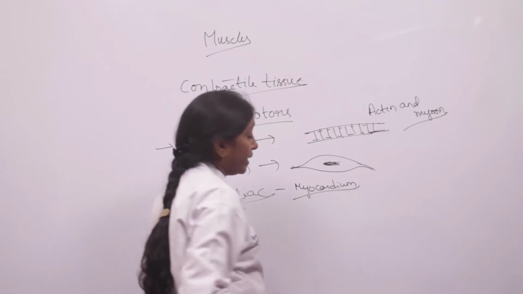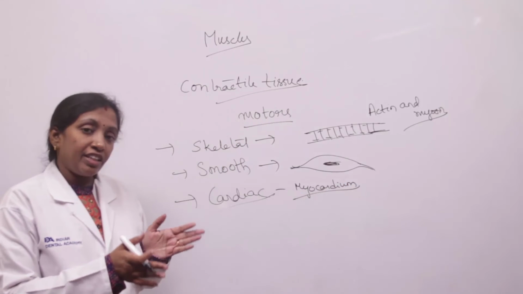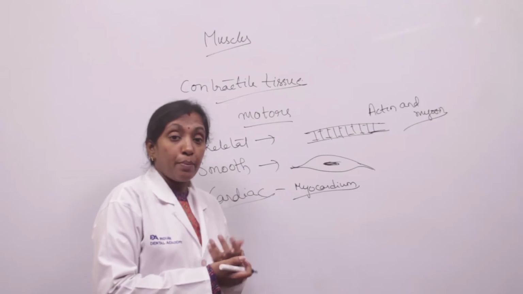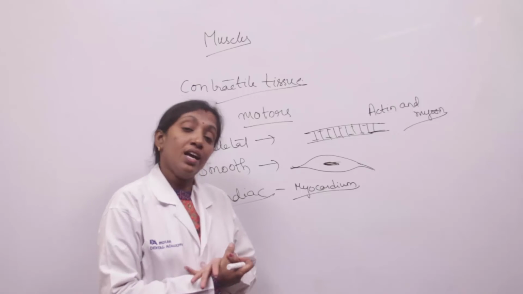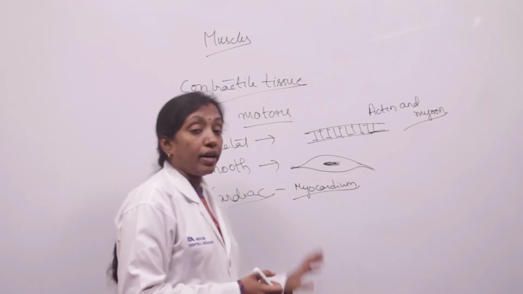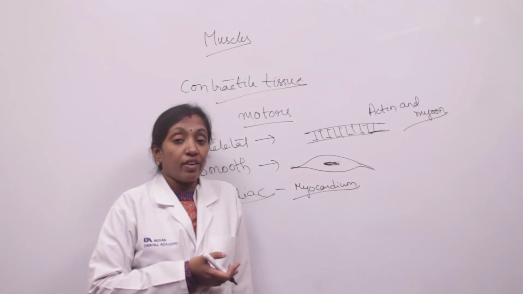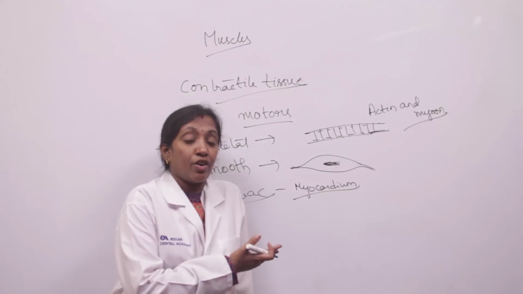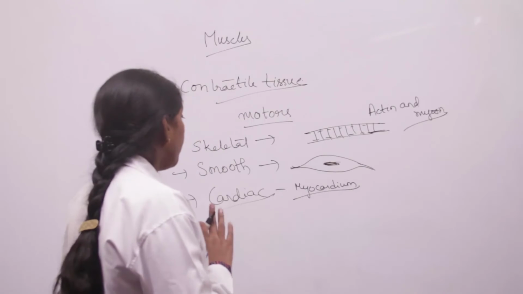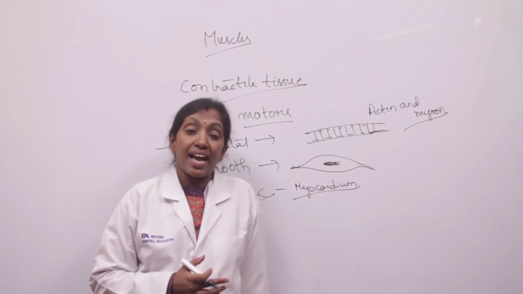Cardiac muscle is an intermediate between smooth muscle and skeletal muscle, because cardiac muscle shows transverse striations, but it is involuntary in action. It is not under our control, that is, it is an involuntary muscle. And here in the cardiac muscle, we can see the branching pattern.